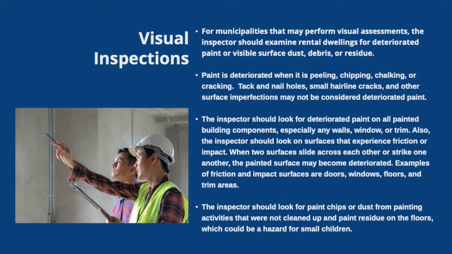So now we're going to move into the types of inspection, and I want to break down what these inspections look like a little bit more and probably give you some peace of mind for who can be doing these inspections and how, because I know that, of course, is going to be one of the biggest questions that municipalities have. So for visual inspections, any municipality that can perform visual assessments, the inspector should be looking at rental dwellings for deteriorated paint or visible surface dust, debris, and residue.